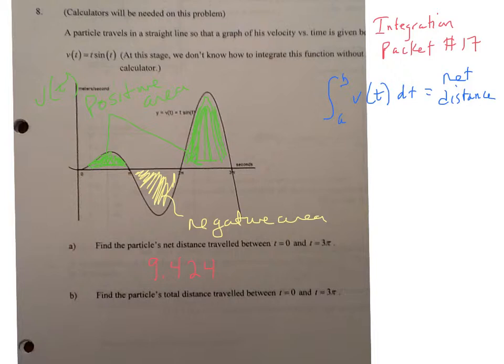the end point, using those limits, which in our case are 0 to 3 pi. So if you just integrate that, it will take into account the positive and negative parts and give you the end result of the net distance. Okay? But part B is asking for the particle's total distance.